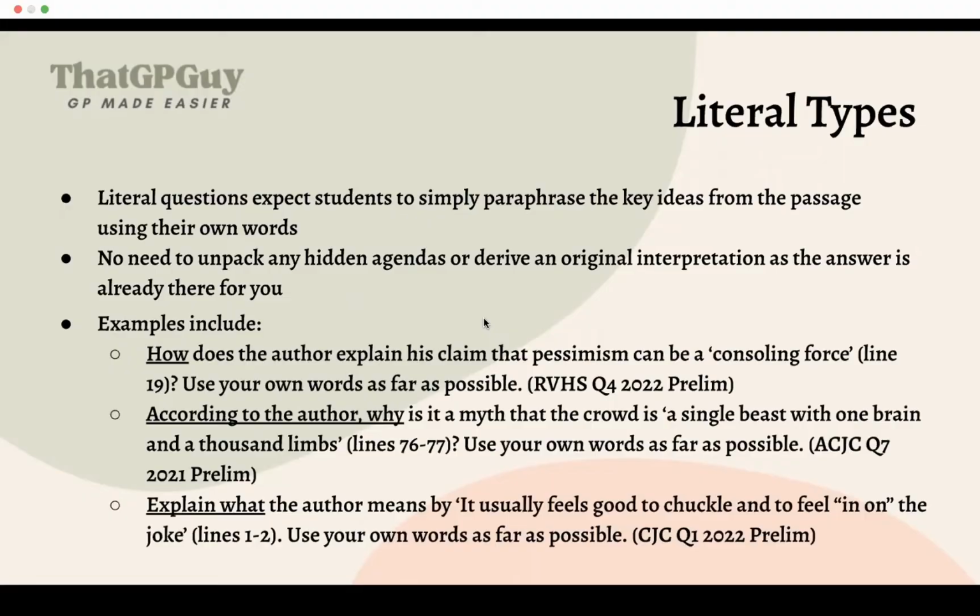How does the author explain his claim that pessimism can be a consoling force? According to the author, why is it a myth that a crowd is a single beast with one brain and 1,000 limbs? These are real questions from the following schools. I've put their question number and the year also, so you can go and check on your own. But I think a lot of students might be quick to jump to conclusions and try to use their own understanding or their own way to infer once they see words like explain, or when they see why.